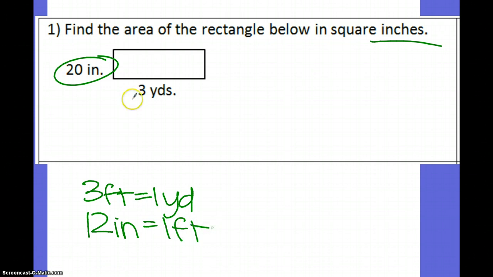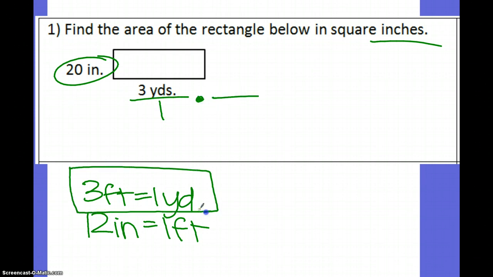Because we have 3 yards, we're going to use this conversion because that has yards in it. The other one doesn't. So we have to have yards. And because we have yards on top, we need yards on the bottom. And there's just 1 yard. So we put 1 yard on the bottom, and that's equal to 3 feet, so 3 feet on top.